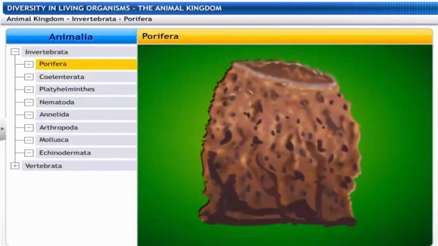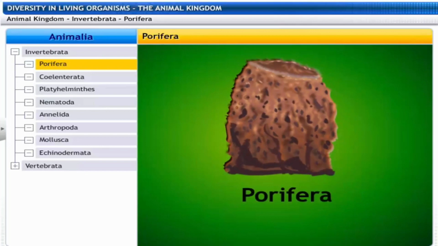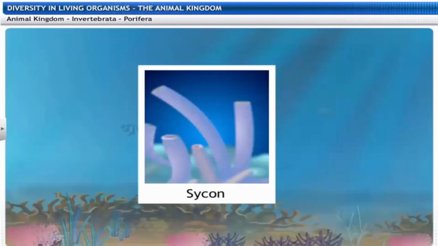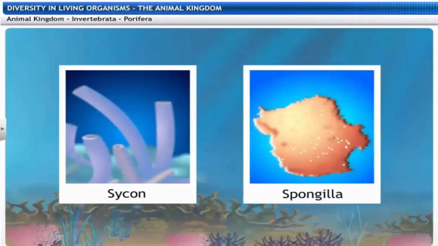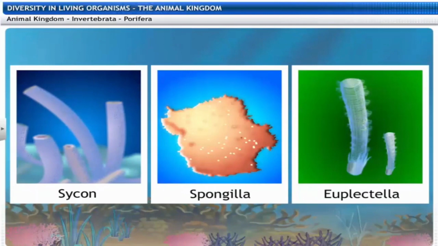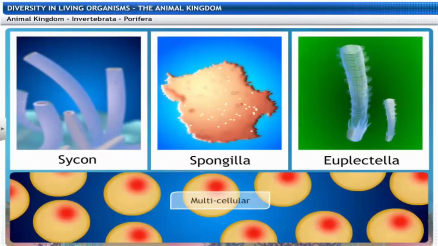Porifera get their name from 2 words, pori meaning holes and fera meaning bearing. The phylum Porifera includes Scypha, Spongilla, and Euplectella. They show minimal level of tissue grade organization, though they are multicellular. They are commonly called sponges.